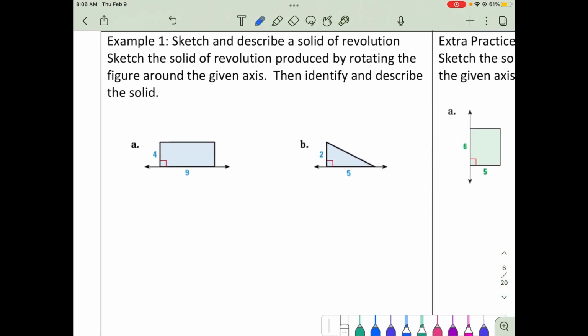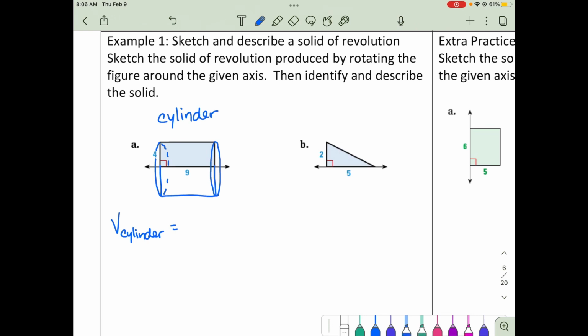So for example 1, sketch and describe a solid of revolution. When we rotate this, we're going to end up with a cylinder. The easiest way to draw this is to reflect the original figure across the axis of rotation, and then we're going to sketch in to make it more three-dimensional. And then I want you to find the volume of the cylinder.